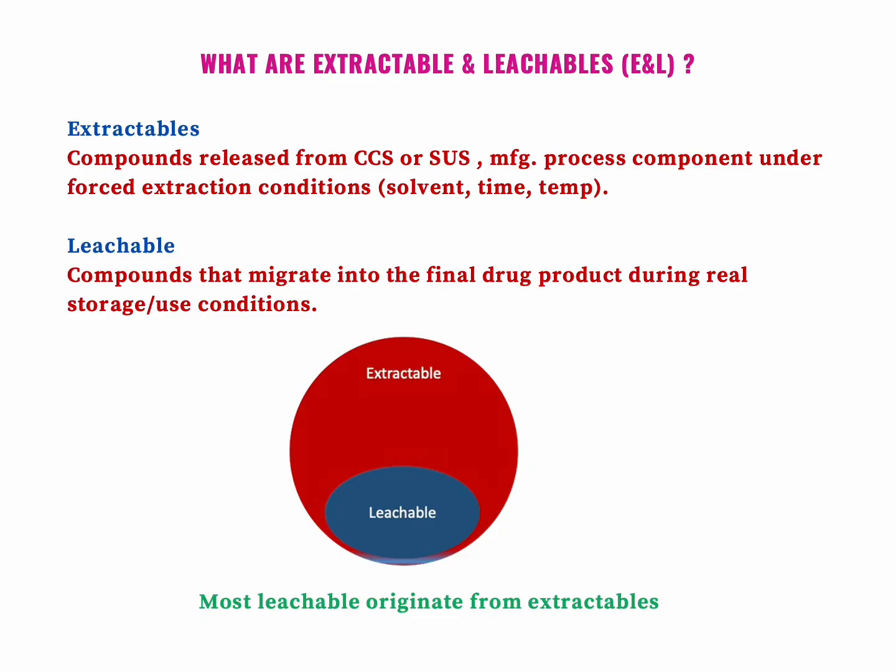Extractables are compounds released from the materials under exaggerated laboratory extraction conditions. Leachables are compounds that actually migrate into the drug product during normal storage and use. Extractable studies identify what could potentially migrate. Leachable studies determine what actually migrates. The key point is most leachables originate from the extractables, because patients' exposure is based on the leachables. These studies are directly linked to the product safety assessment.